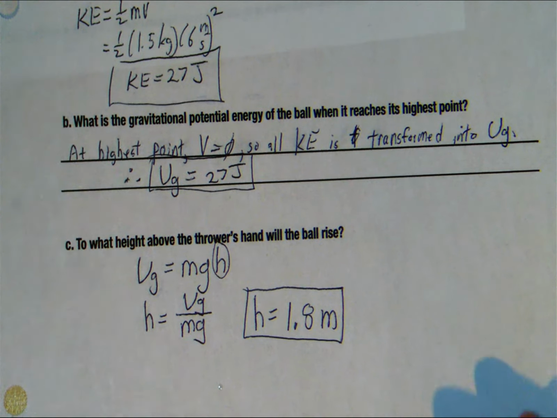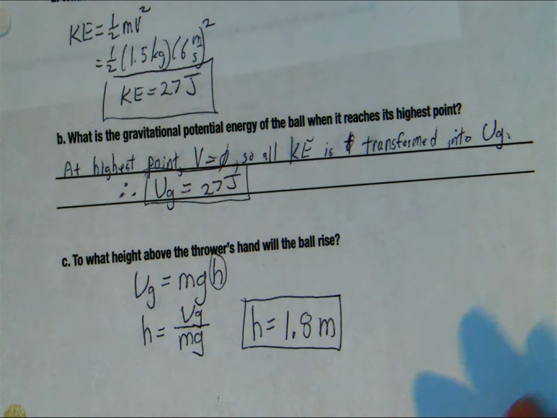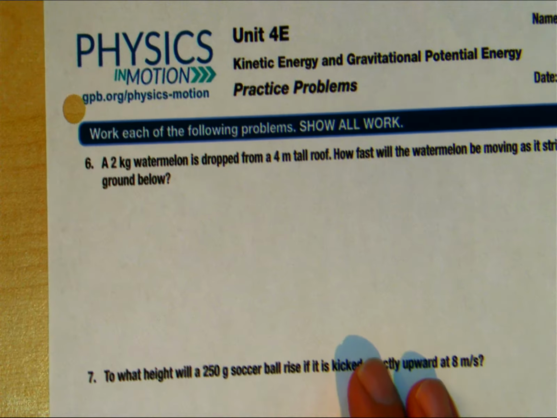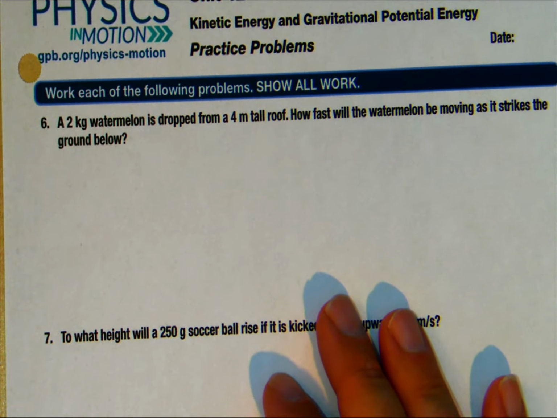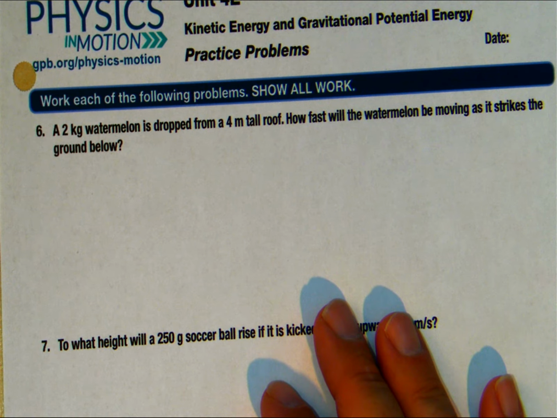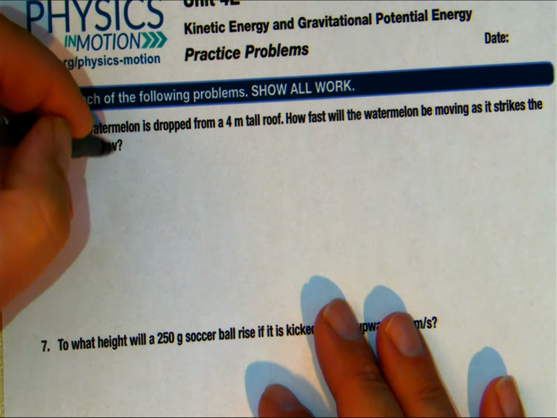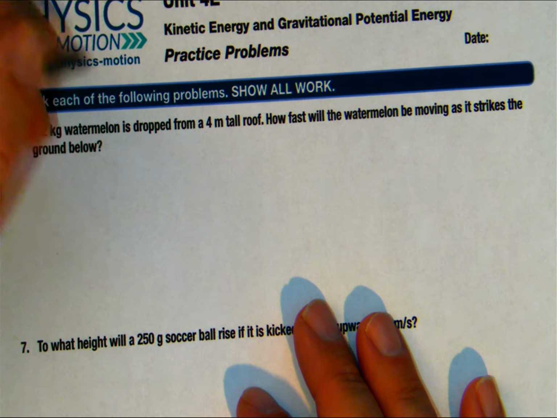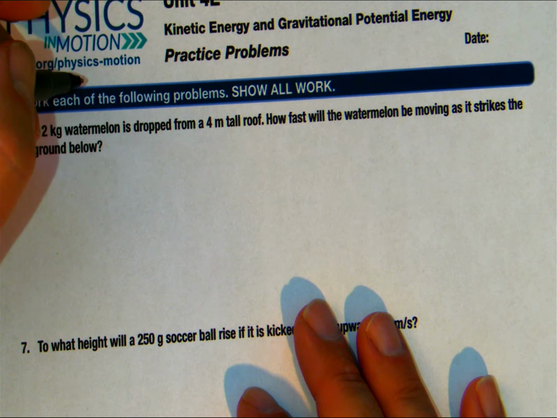And yes, you could have gotten that using the kinematic equations of motion, but again, we want you to practice using energy methods. Number 6, a 2-kilogram watermelon is dropped from a 4-meter tall roof. How fast will the watermelon be moving as it strikes the ground below? Yes, you can use the kinematic equations of motion. However, we're going to use energy methods.